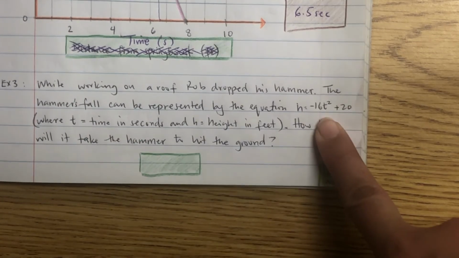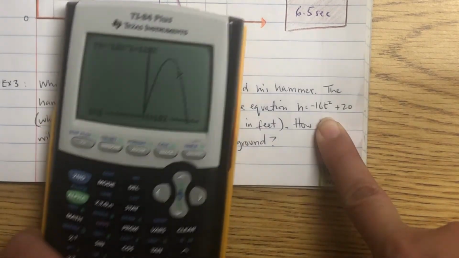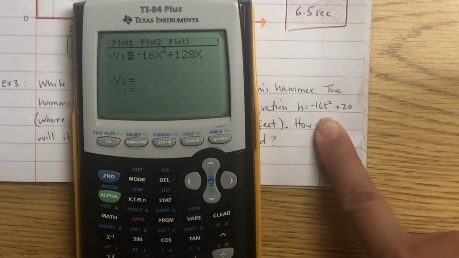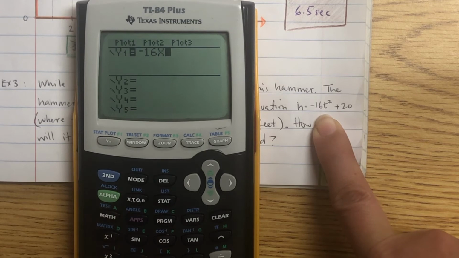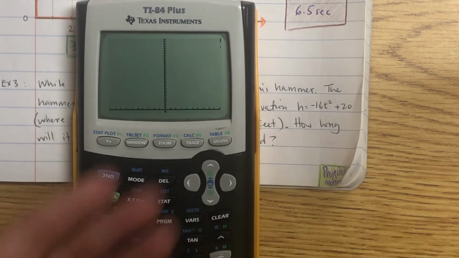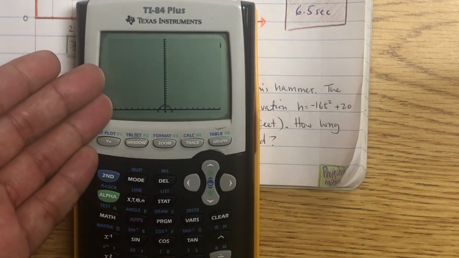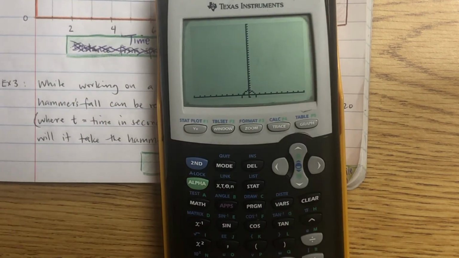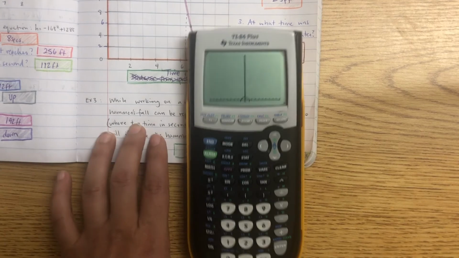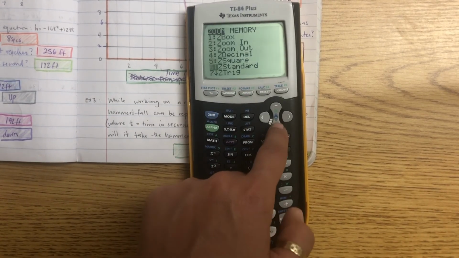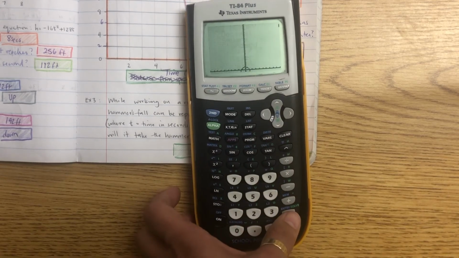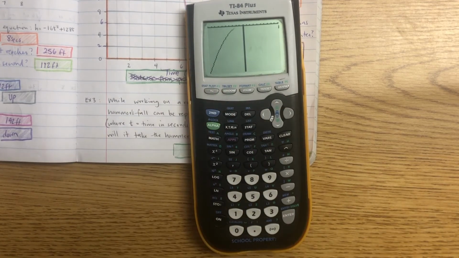All right, so the very first thing you need to do is put that in the graphing calculator. So you go y equals and clear what you have, and then you go negative 16x squared plus 20. You hit graph. Now my graph is weird because it's from the last question. So again, how do I make this fit into this calculator? I go zoom, zoom fit, which is all the way down at 0. Press enter. So it's going to make it fit for me.